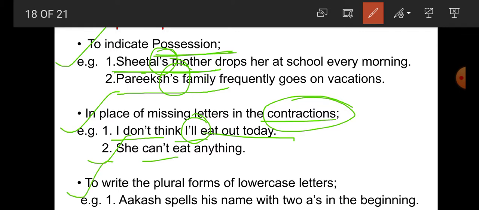Now number 3, student, to write the plural form of lowercase letters. For example, Akash spells his name with 2 s's and 2 a's. So how can we write the lowercase plural form? With apostrophe s.